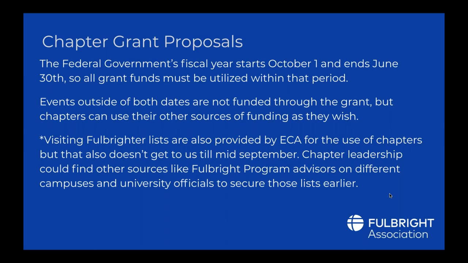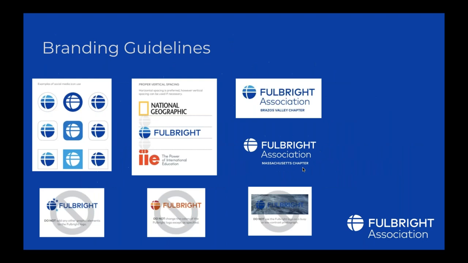If you're on a campus, you could find lists of people yourselves. If you have a good relationship with a Fulbright program advisor, or you know the director of the international office that's managing the Fulbrighters that have come in, they will give you those lists happily. But that's a personal relationship you have to develop yourself. Let's keep going next.